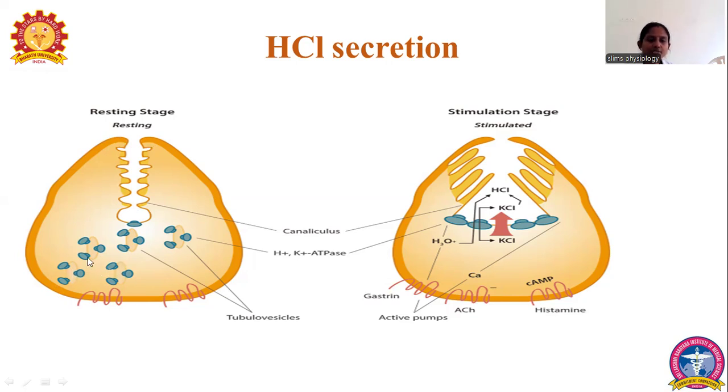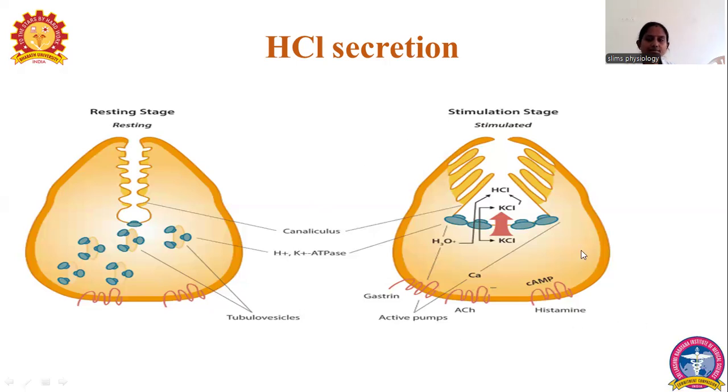There are a lot of tubulovesicles inside the cell. These are nothing but hydrogen potassium ATPase pumps, which are mainly responsible for the secretion of hydrogen into the lumen. This is the structure of the cell at rest. Rest means whenever it is not actively secreting hydrochloric acid in response to any kind of stimulus. The picture on the side is the cell in the actively secreting phase, meaning it is actively secreting hydrochloric acid in response to a stimulus.